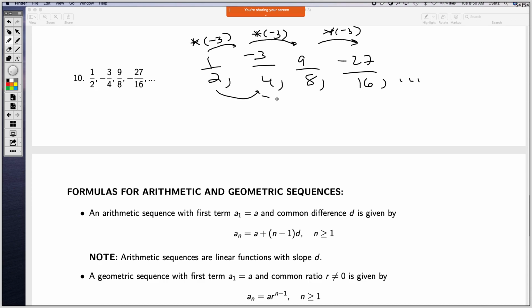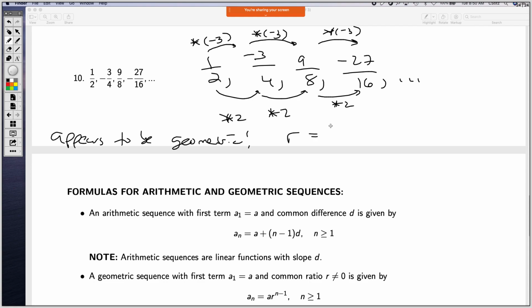And what about the denominator here? I'm always multiplying by 2. So it appears to be geometric, with the ratio -3 in the numerator, 2 in the denominator. But there's no way I can actually prove it's geometric because I don't have the generic formula for it. You follow? So it appears to be geometric. If in fact it is, the ratio would be -3/2.